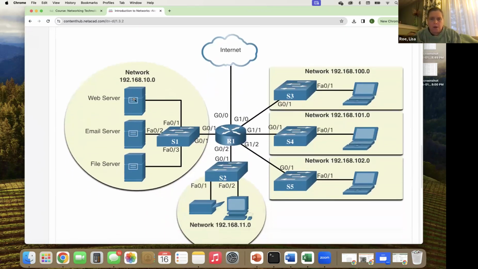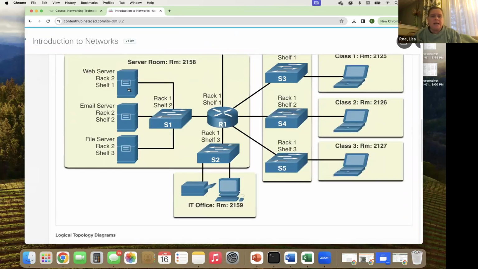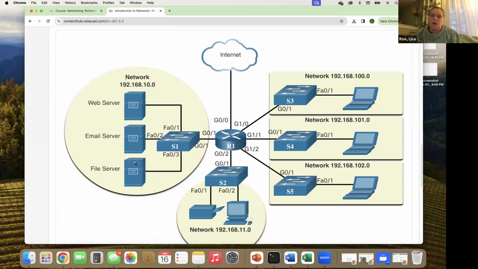A logical topology talks more about the role of the device. So what's its IP address? What's its role? Because if you notice on this side right here, I have 3 servers. They're identical physical devices, but they each do different things. One's a web server, one's an email server, one's a file server. They could all have the same software or different software installed on them. So they could be the same exact physical device in a server room. They look identical, but they have different roles, and the roles make it logical.